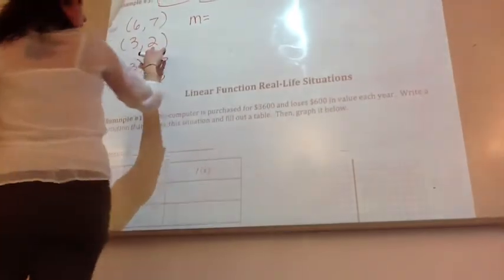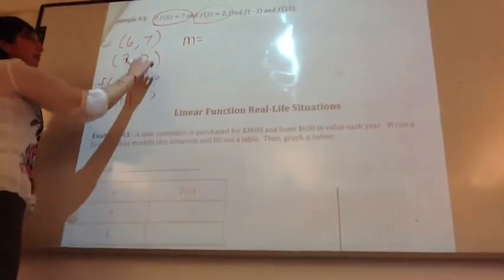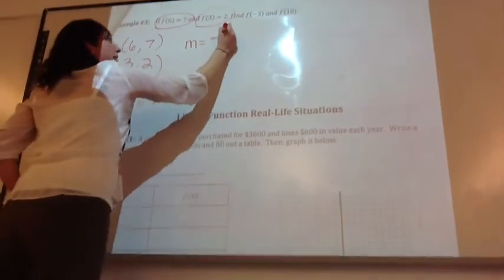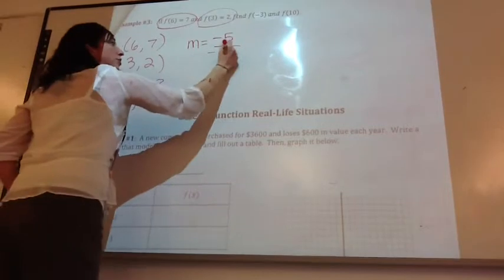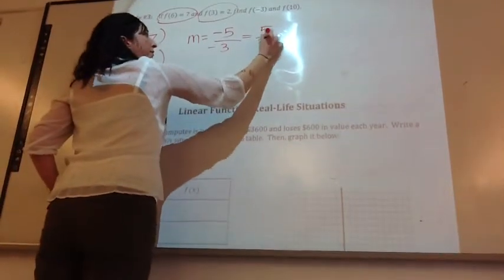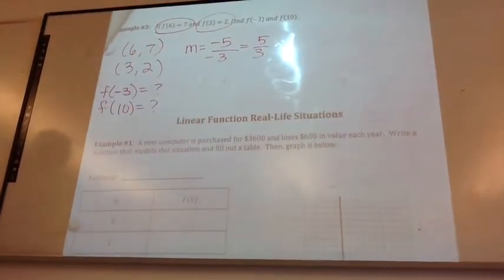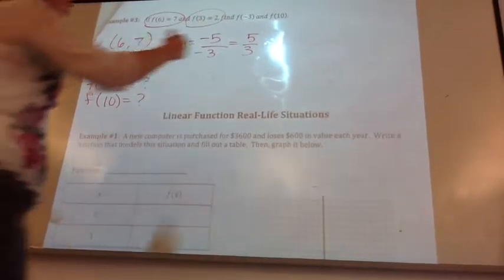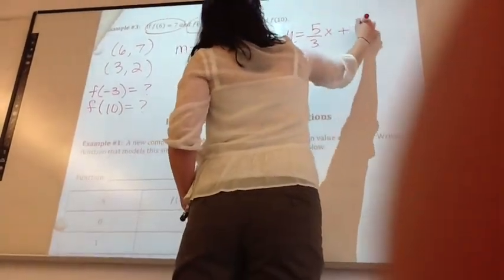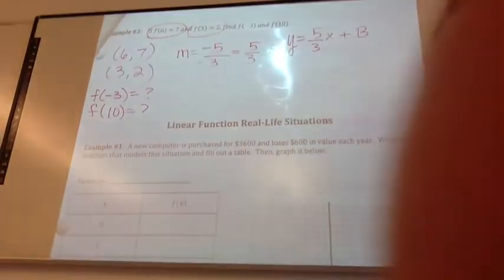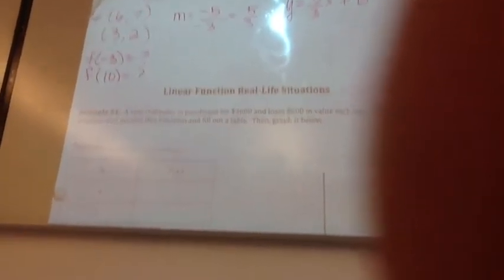So Marquina, you're going this way, 2 minus 5. Excuse me, 2 minus 7. Yeah. So negative 5 over negative 3, which reduces to positive 5/3. There's our slope. y equals 5/3 x plus b. Were they nice in giving us the y-intercept on this one? No, we got to do some work.